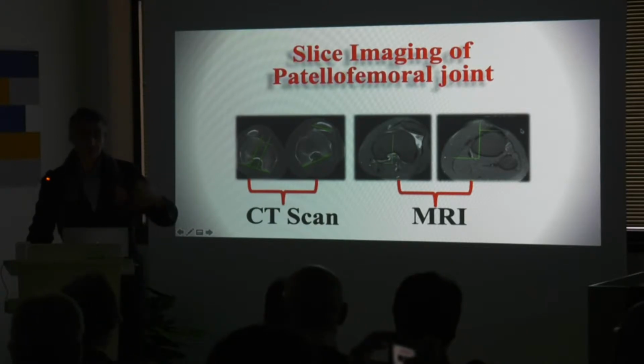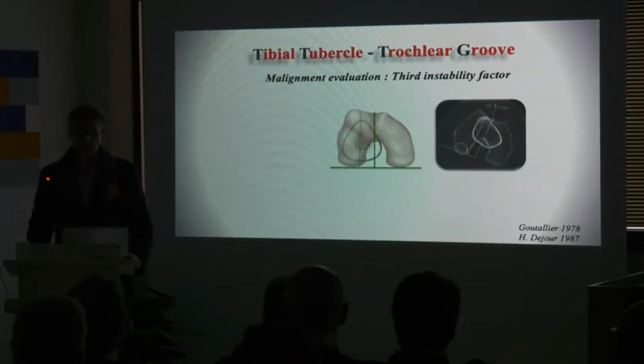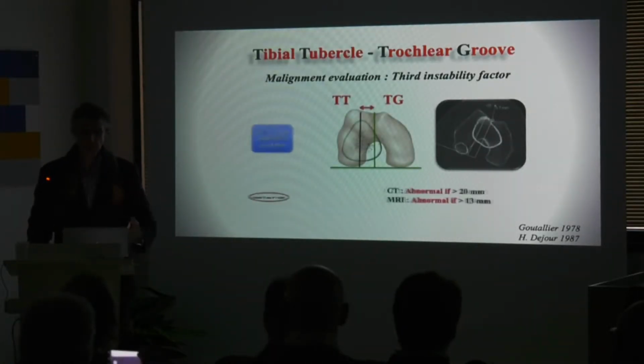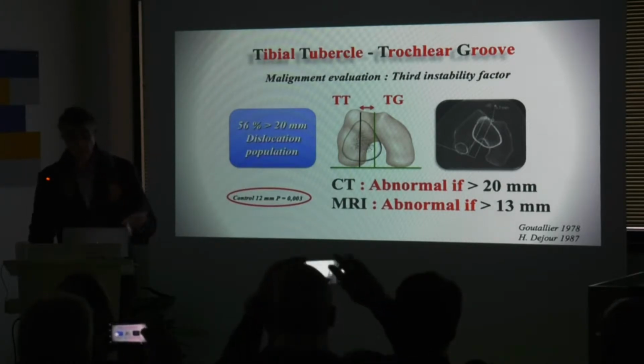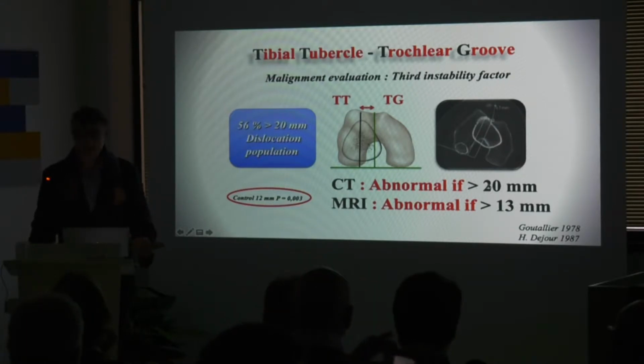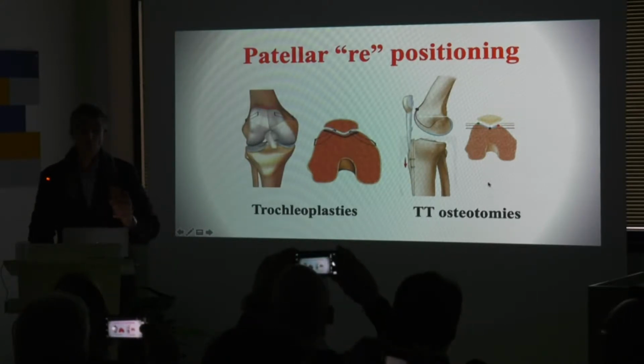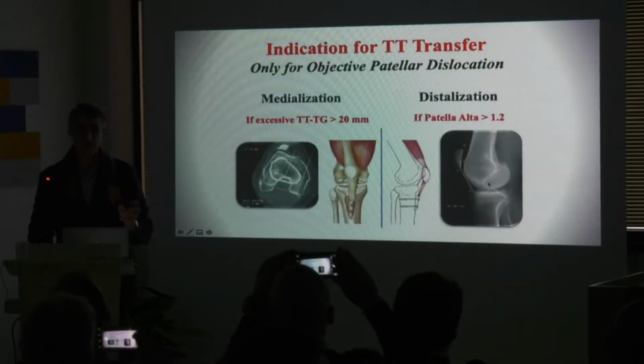You take free software, you have Osiris, you used to have Osiris, now you have Oros, which works so well, and you can do all the measurements you want. So remember that the two values are different if you use CT and MRI, 20 for CT, 13 for MRI, and when you speak about osteotomies, you will do a repositioning of your patella.